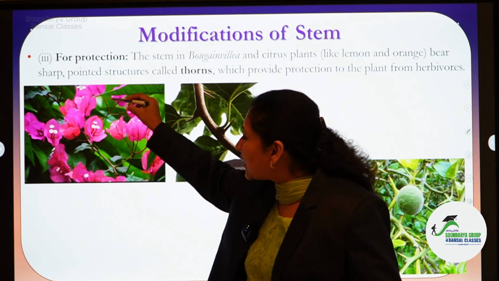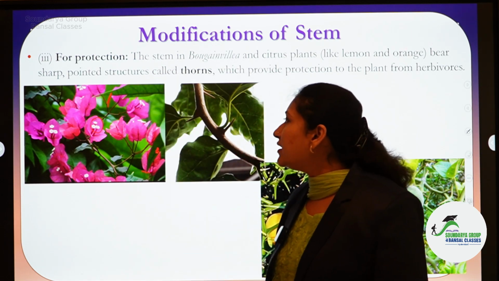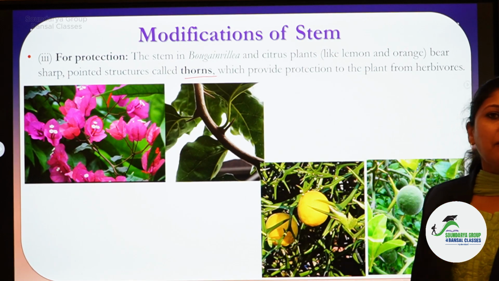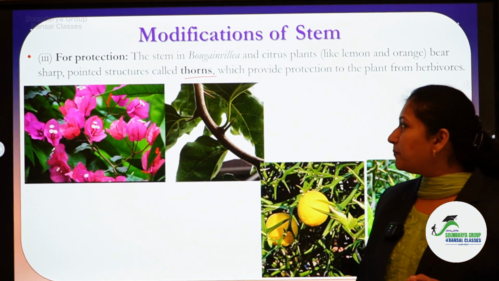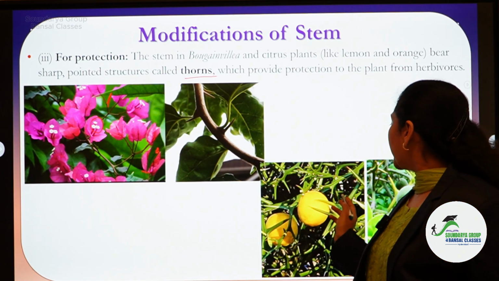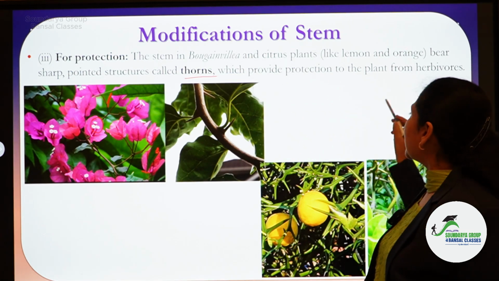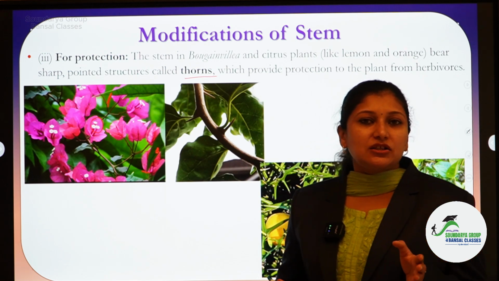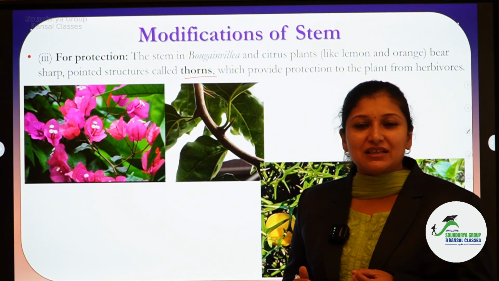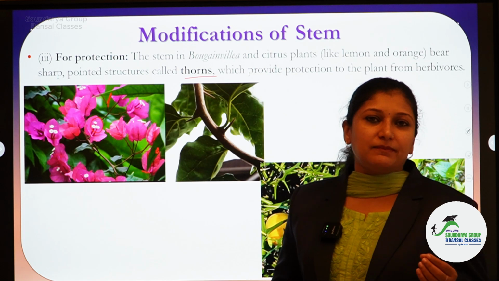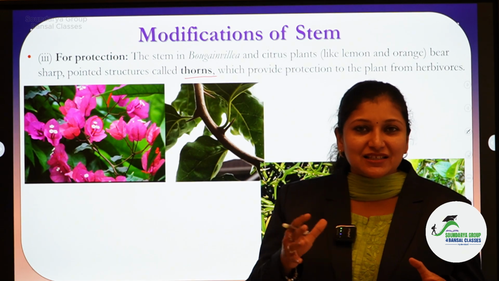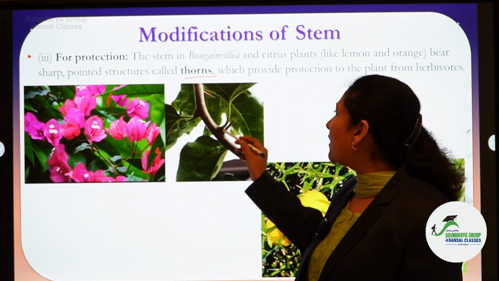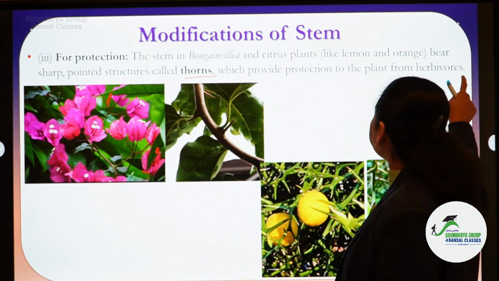In that you have small horn-like structures which are developed. They are known as thorns. They are pointed, sharp and woody. So this is for protection. In the citrus family as well as in bougainvillea, we have this type of protection from the herbivores. So when grazing animals like cow, buffalo or goat start grazing, they will stop eating this type of plant because of the presence of these protective thorns.